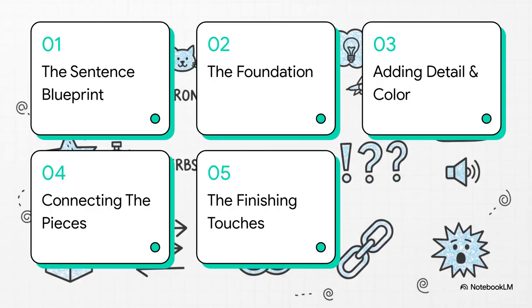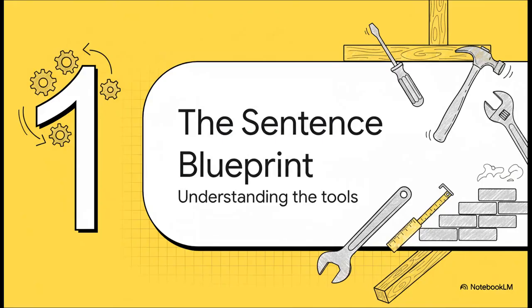So here's our game plan. We're going to start with the sentence blueprint, then we'll lay down our foundation with nouns and verbs. After that, we'll start adding some detail and color, connect all the pieces, and finally, put on the finishing touches. So, let's get building. Okay, first up, the sentence blueprint.